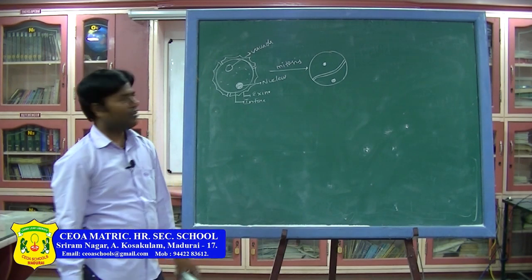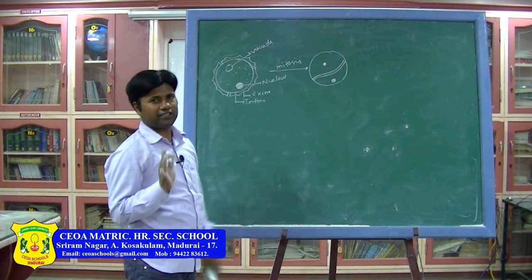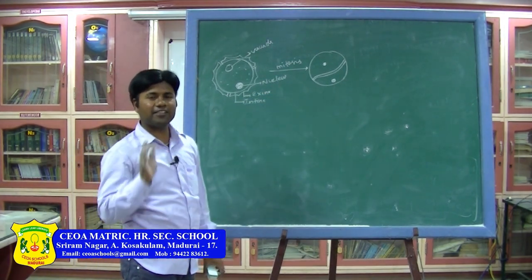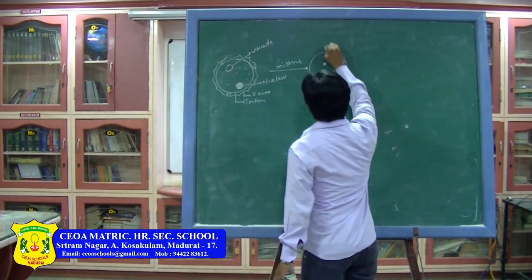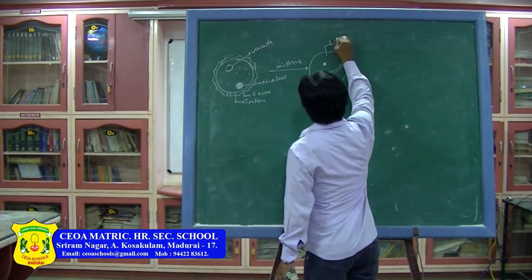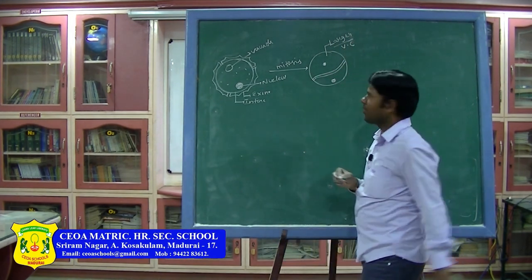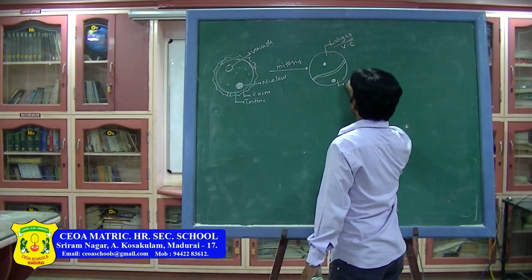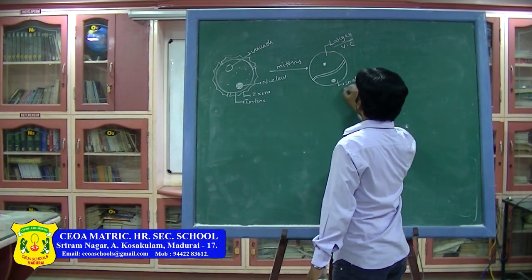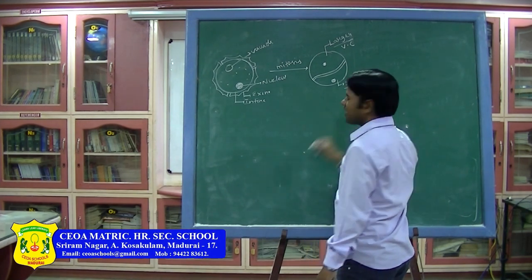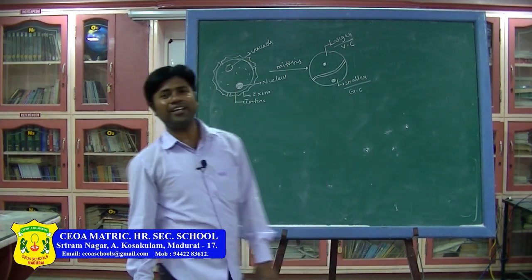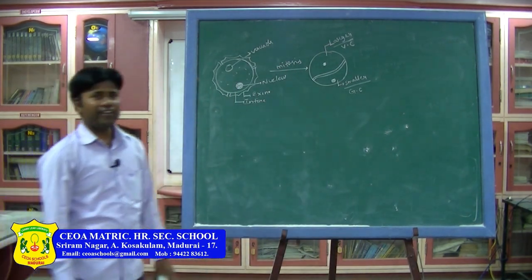Already we learnt, due to the mitosis, two cells will be formed. One is larger, another one is smaller. This is the larger cell. The larger cell is called VC, vegetative cell. Then the smaller one, what is that? The smaller one is called GC, generative cell. GC stands for generative cell, VC stands for vegetative cell.